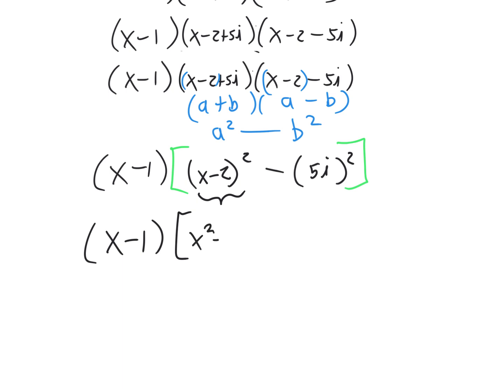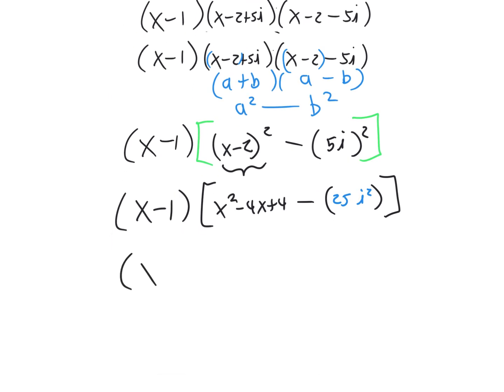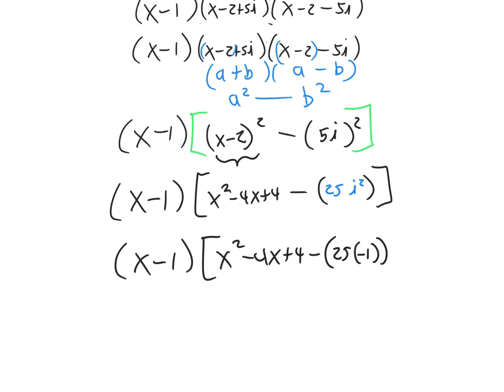So we then can, of course, FOIL this. That becomes x squared minus 4x plus 4. Let's be very meticulous. That will become negative minus something, right? Well, what is that something? It's going to be a 25i squared. We'll worry about that later. So we have x minus 1 times x squared minus 4x plus 4 minus 25 times what is i squared? Well, that's just negative 1, right?